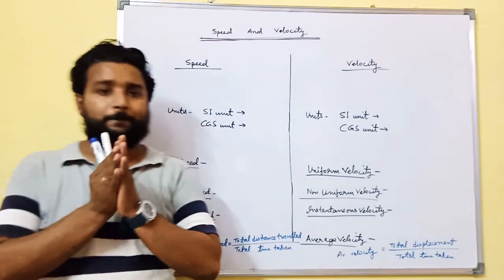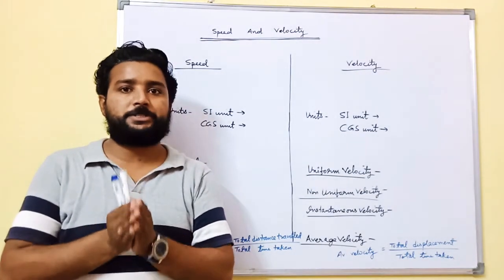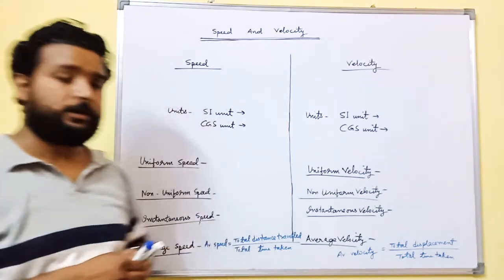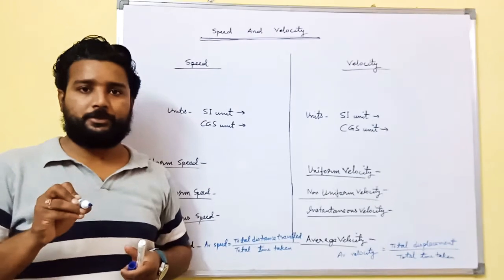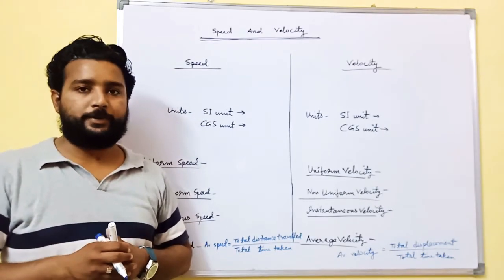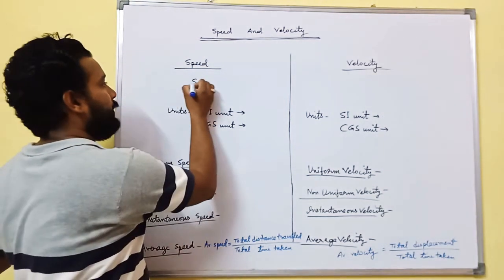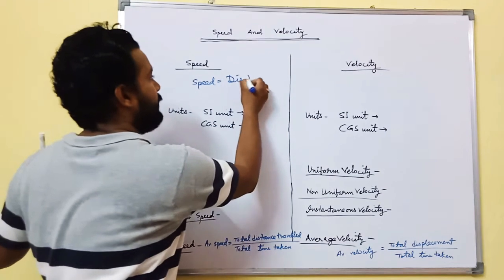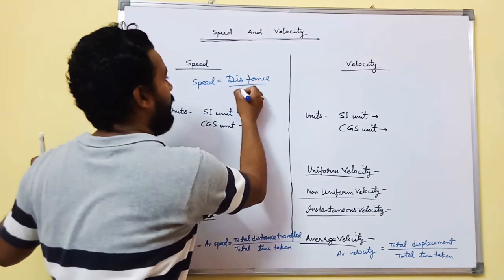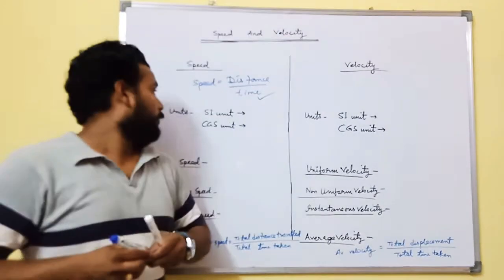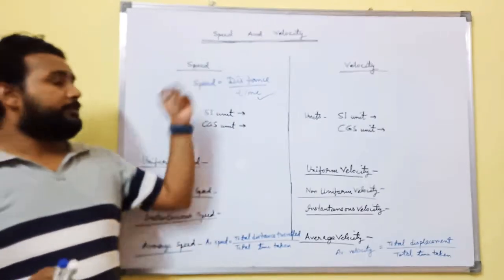Students, the rate of change of distance of any body with time is said to be speed. So we have speed equals distance upon time. Now, what is the SI unit of speed?